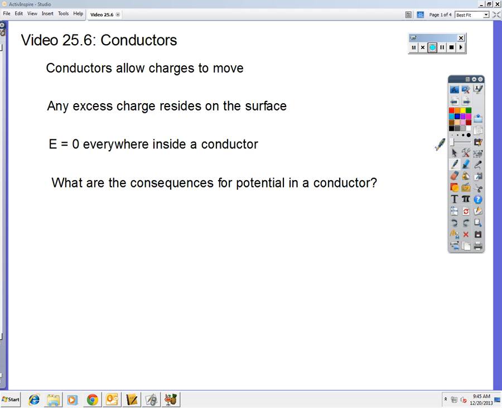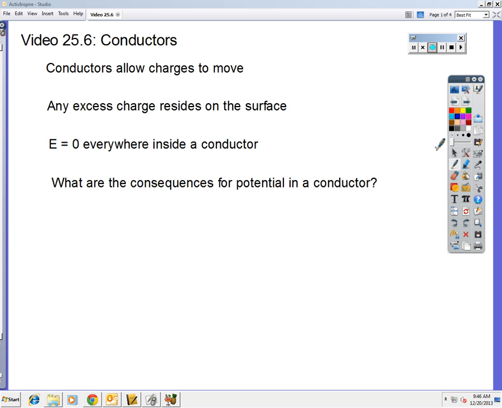Okay, this is video 25.6. We're going to be looking at how conductors and electric potential work together. Now, we've seen conductors before. They allow charges to move. We also know that any excess charge on a conductor goes to the surface because that charge wants to get as far away from itself as possible. And as a result of that, the electric field inside the conductor is zero everywhere.